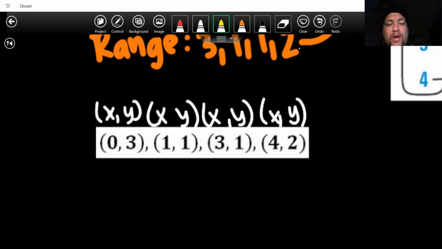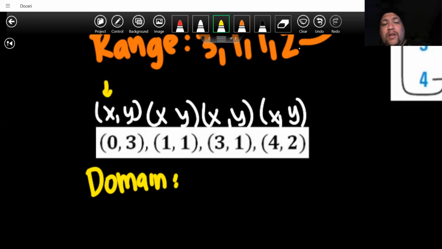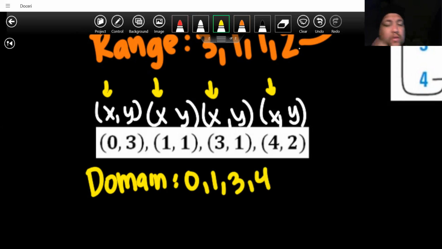So looking at our domain, I want you to identify all the x values in each part of these. So again, our domain is 0, 1, 3, and 4. That's all we're looking at.